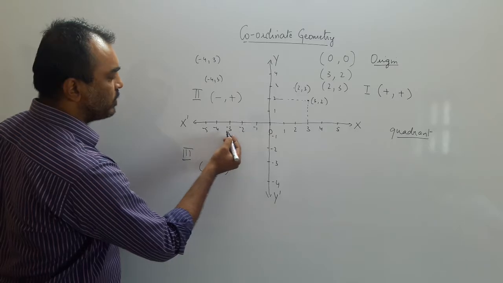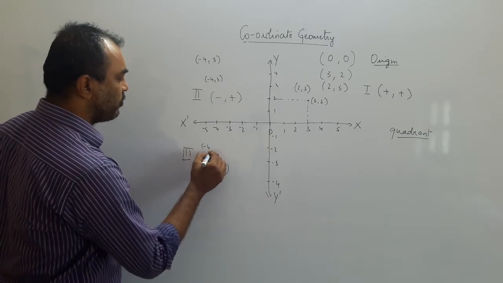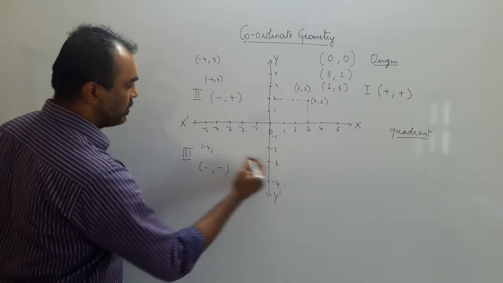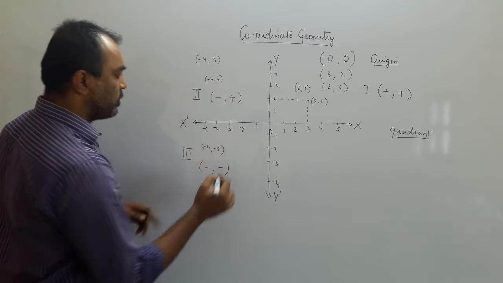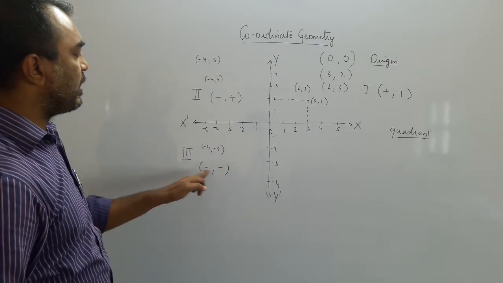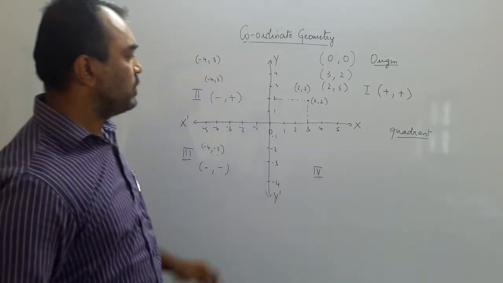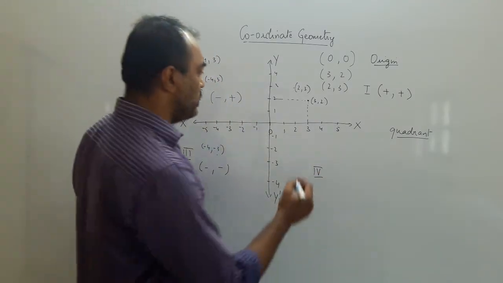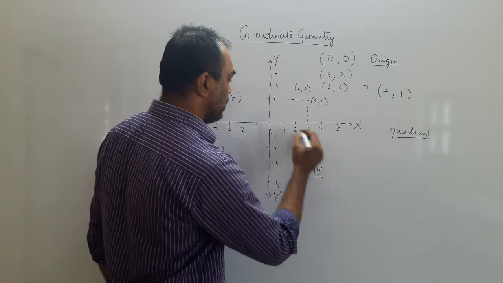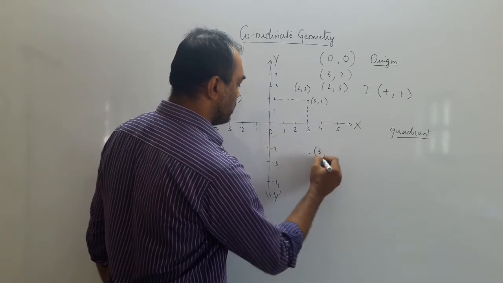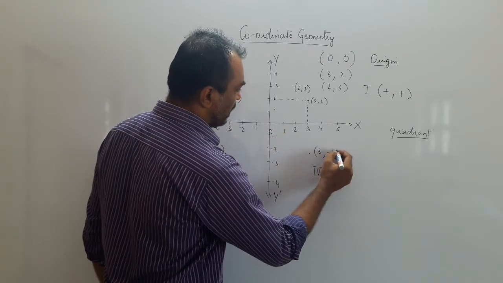So 1 step, 2 step, 3 step, 4 step. So -4. How much down? 1, 2, 3. So -3. So you can say this point is both coordinates are negative. And when you move on to the fourth quadrant, it is to the right but to the bottom. So if I take this point again, then to the right 3 points and down -2.